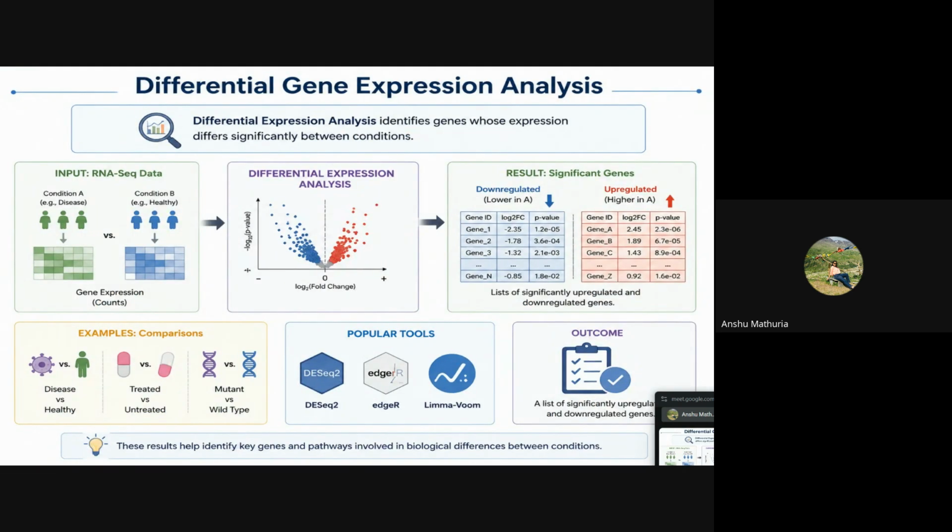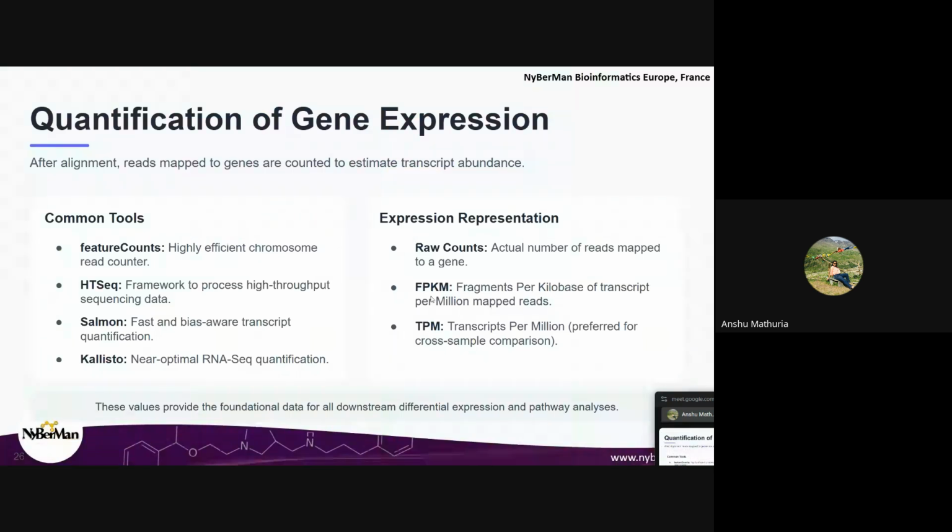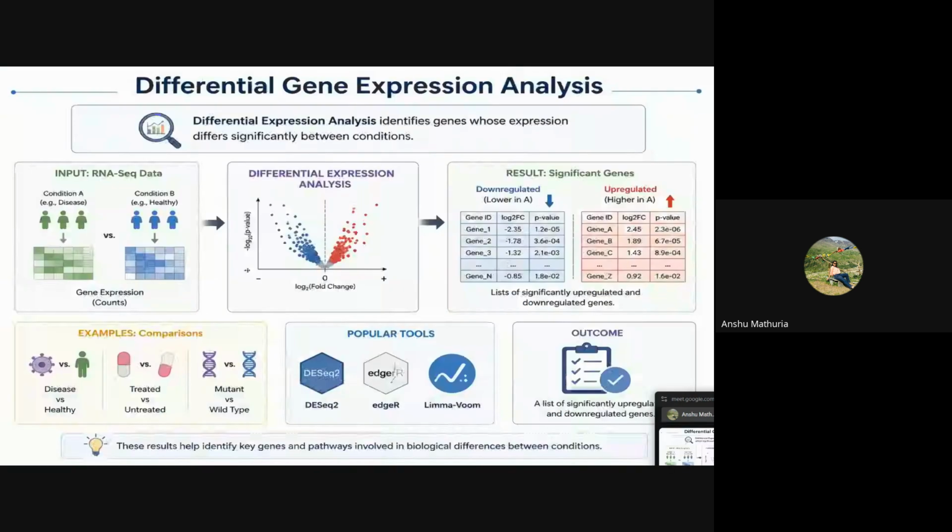Now, apart from the normalizations, there is DESeq2, which we generally use for the quantification and the expression to generate data and plots. We generally use DESeq2 or edgeR. Limma we won't be using. We'll be using either DESeq2 or edgeR. edgeR is a little older version, and DESeq2 is a little newer version that people tend to use.